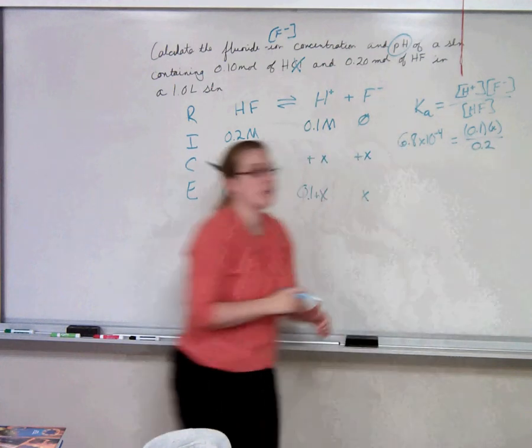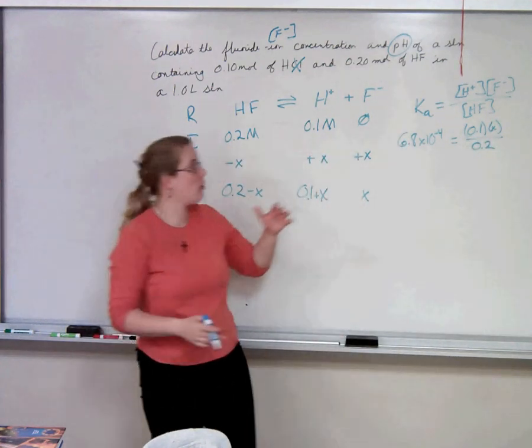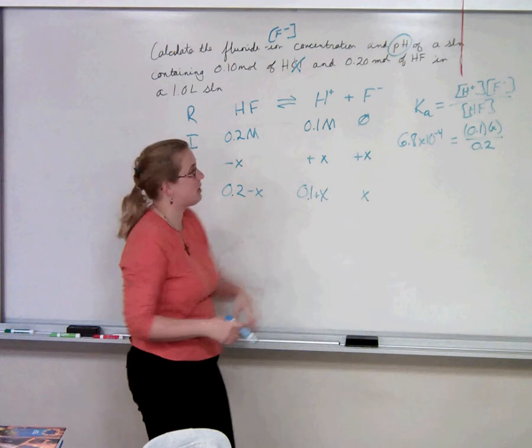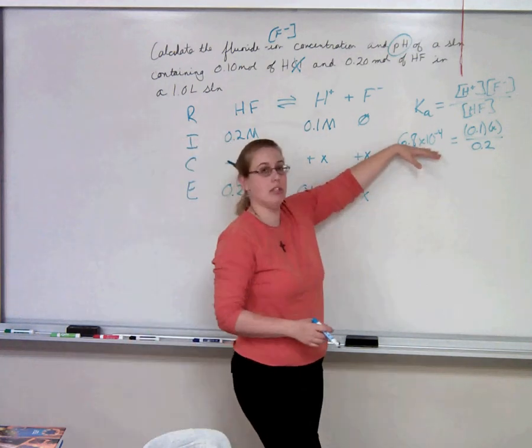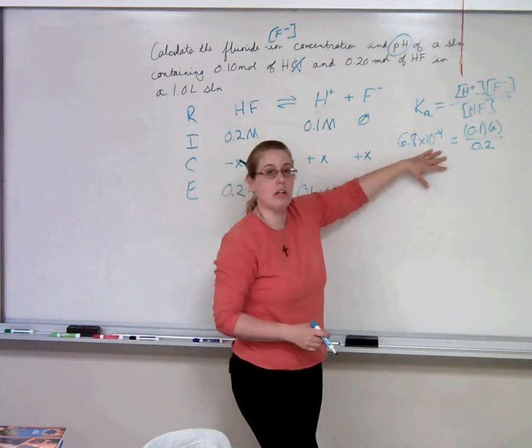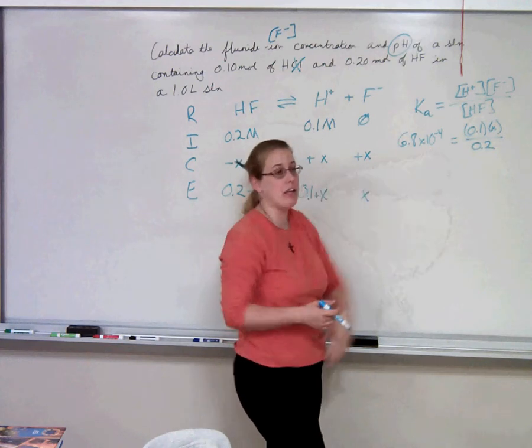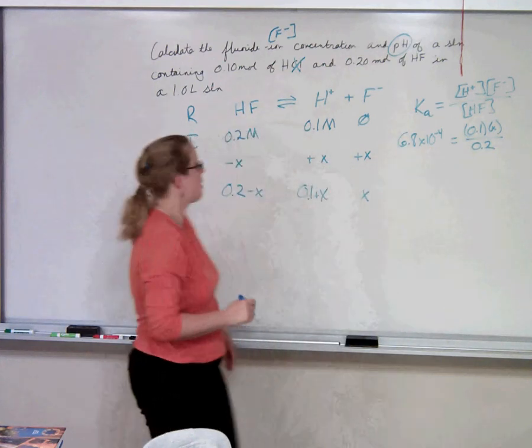Now, you're saying, wait, time out. You told us that we can only get rid of plus x and minus x when this number is less than 1 times 10 to the negative 4. This is more than 1 times 10 to the negative 4. Do we have to use a quadratic equation? The answer is no, because it's a common ion effect.